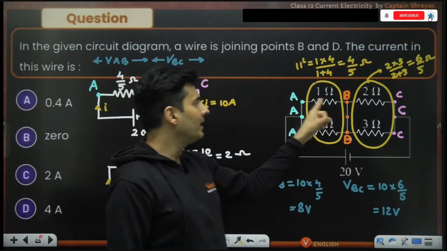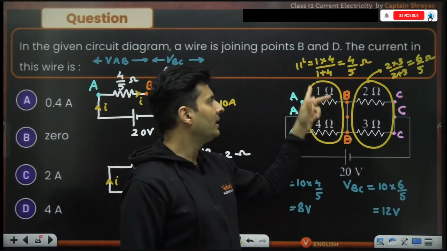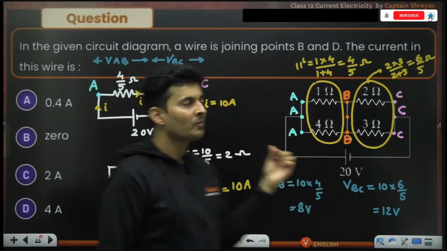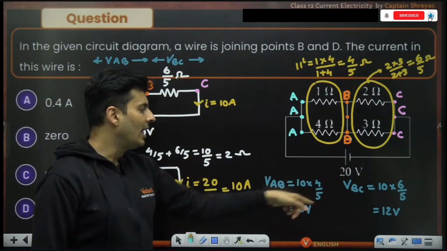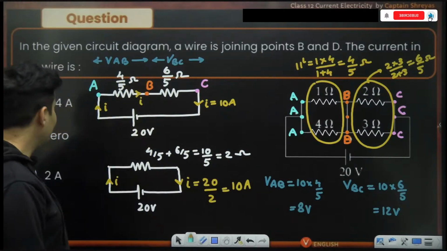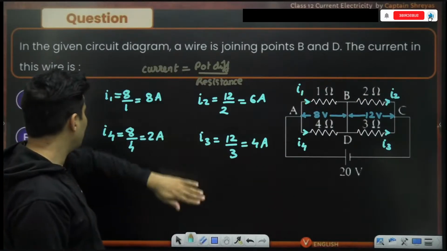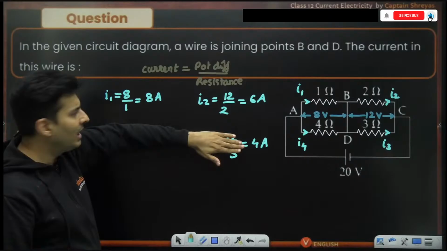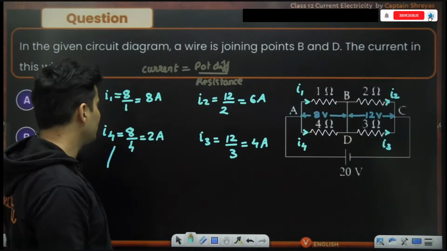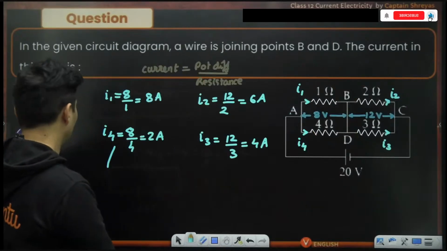So I thought, if I knew this current, then I can find this current. But how do I find this current? I need the voltages across them. So I found the voltages between these two and these two. Those voltages were IR. Current was already found. So once I found those voltages, I found I1 and I2. Actually, I didn't need I4 and I3, but I found them for clarity's sake. Just with I1 and I2, I could have solved the question.